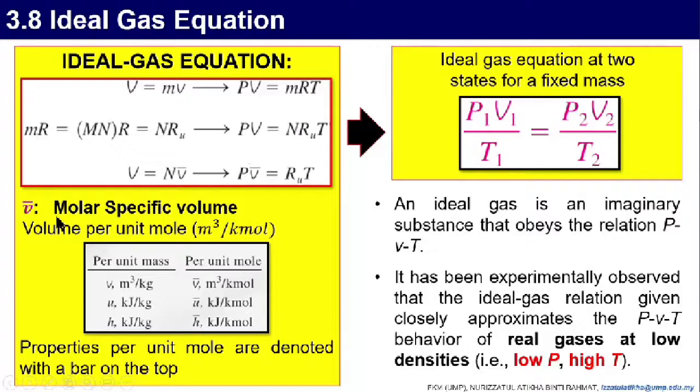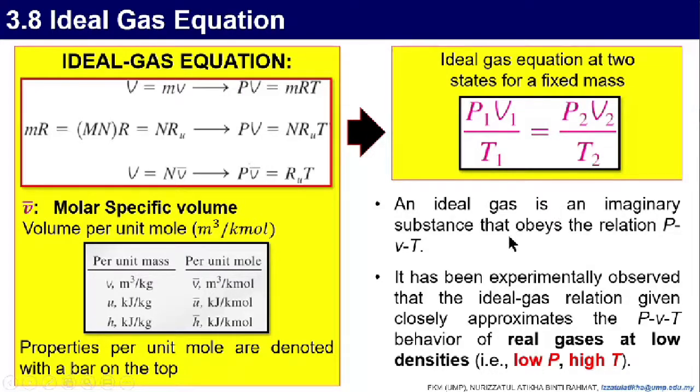Then the molar specific volume, volume per unit mole, is V bar, used in this equation. Remember, properties per unit mole are denoted with a bar on top, like this. Alright, the ideal gas equation at two states for a fixed mass: if you have two states, then you can calculate it like this, P1 V1 over T1 equal to P2 V2 over T2.